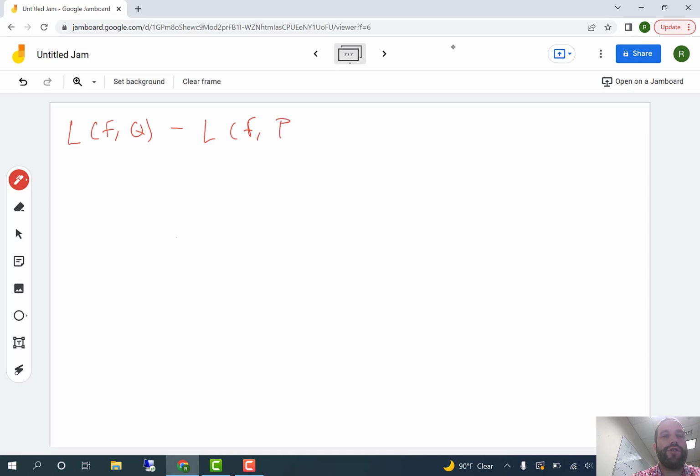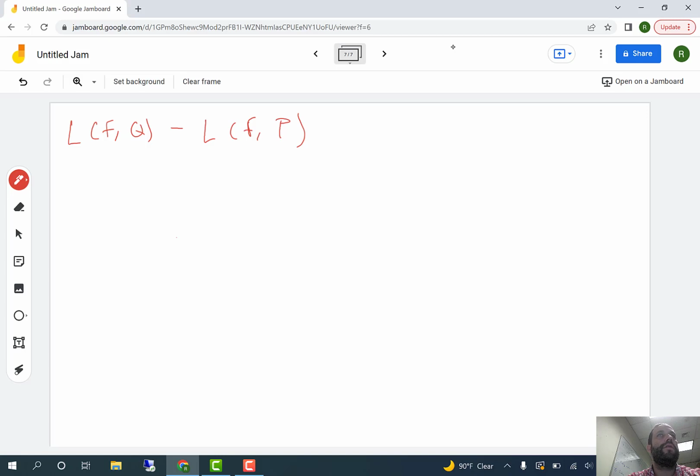Now, there's two distinct situations that could happen here. If x is already a point of the partition P, then L of f,Q is exactly equal to L of f,P. If I just add a point to the partition P, it doesn't change P at all. If x is equal to a point that's already in the partition P, Q is equal to P, and so this difference is equal to 0.